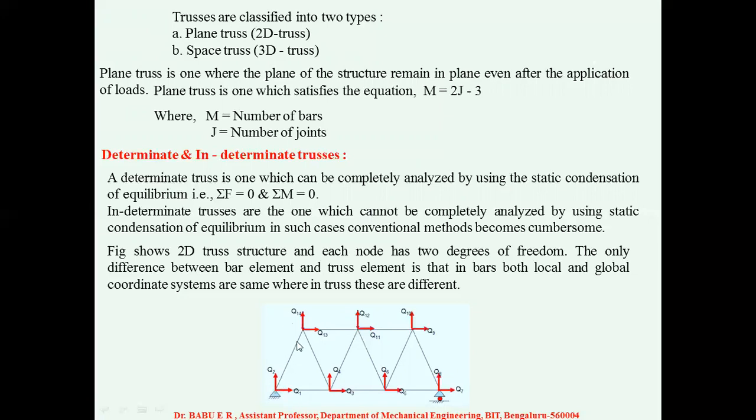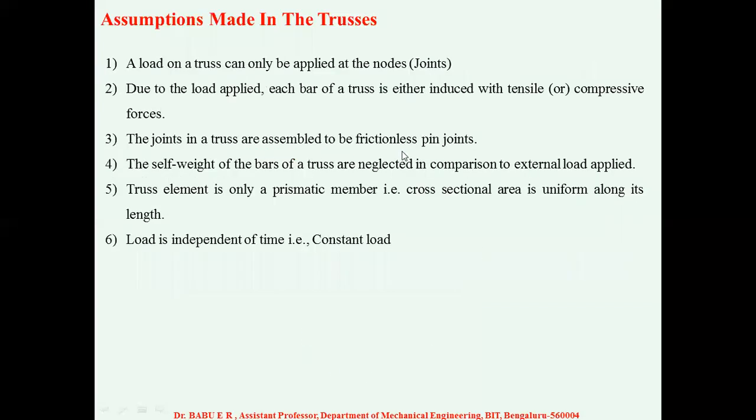A number of bar elements are assembled together, and we call this a truss. The truss elements are joined at points, and these points should always be frictionless pin joints. That is the third assumption. The next assumption is that the self weight of the bars of a truss is neglected in comparison to the external load applied. That is, the self weight of the bars is negligible when compared with the externally applied load.